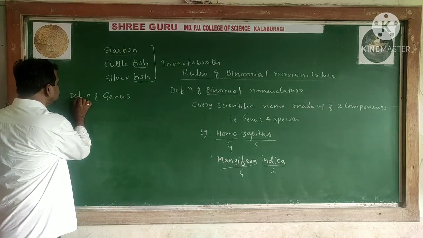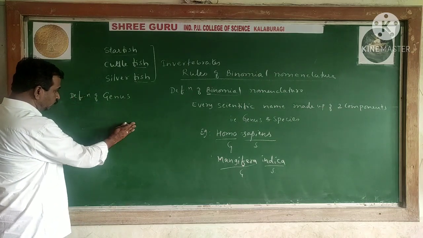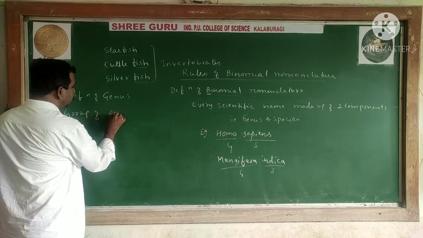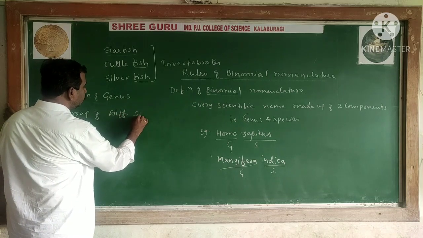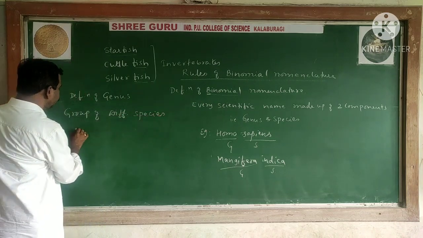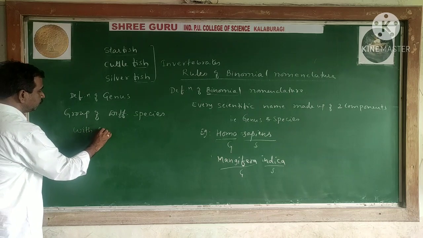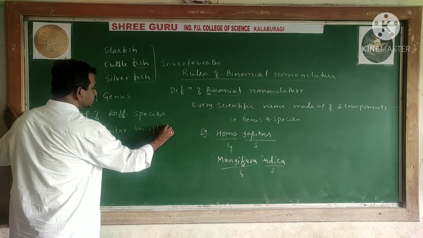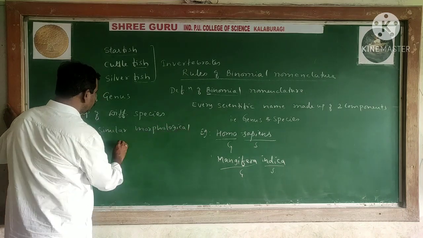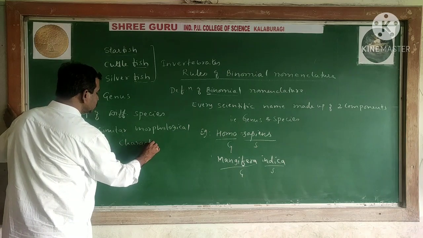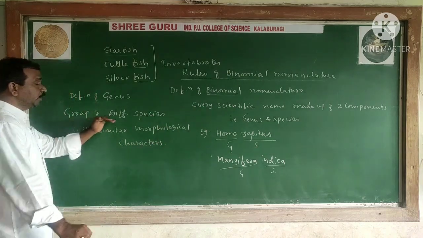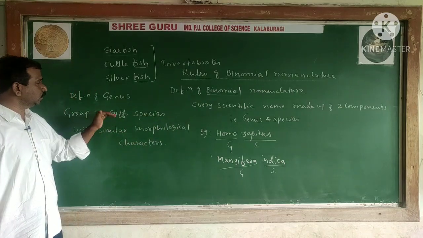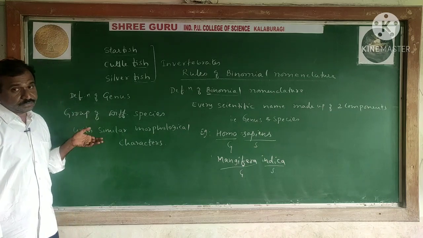So now, when the definition of genus comes, you have to write that: a group of different species with similar morphological characters is called a genus. What do you mean by this?